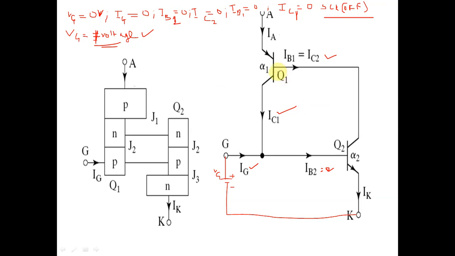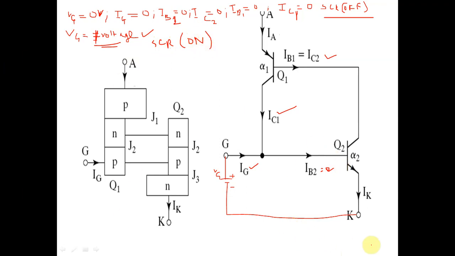So both transistors Q1 and Q2 are in on state because Vg is applied, some voltage is applied to the gate. So both transistors Q1 and Q2 are in on state. So the SCR is in on state.